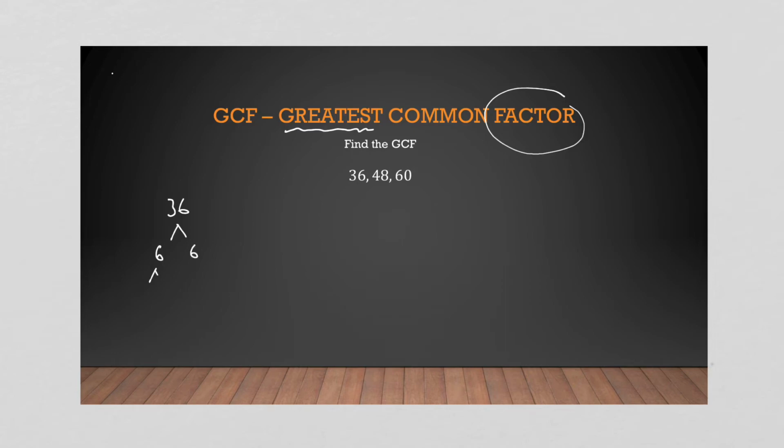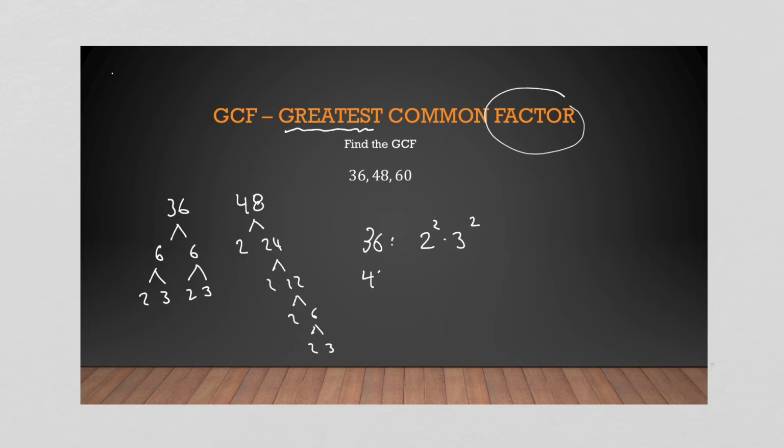36 is 6 times 6, which is 2 times 3, and 2 times 3. And for this, it really helps to look at it like this. 36 is 2 squared times 3 squared. And then for 48, we have 2 times 24, which is 2 times 12, which is 2 times 6, which is 2 times 3. So for 48, we have 1, 2, 3, 4. So we have 2 to the 4 times 3.